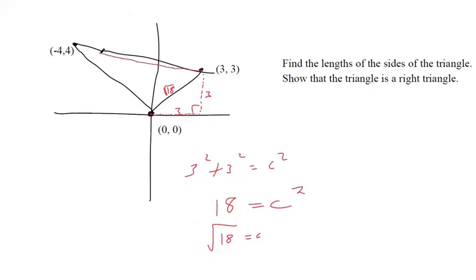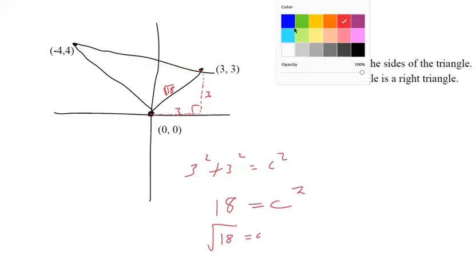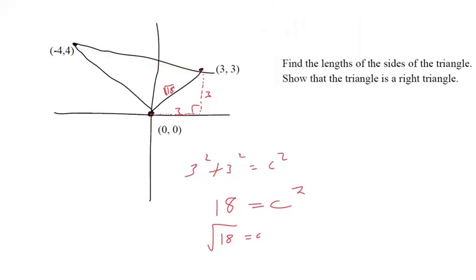But now we need to find this. That line might be a little bit trickier. Let's see, how are we going to make that into a right triangle?